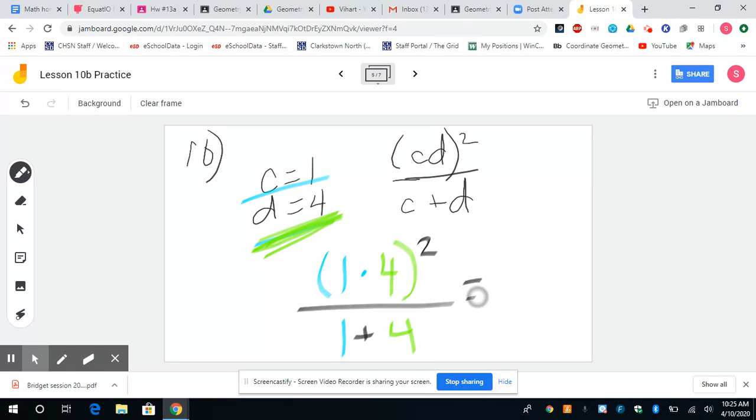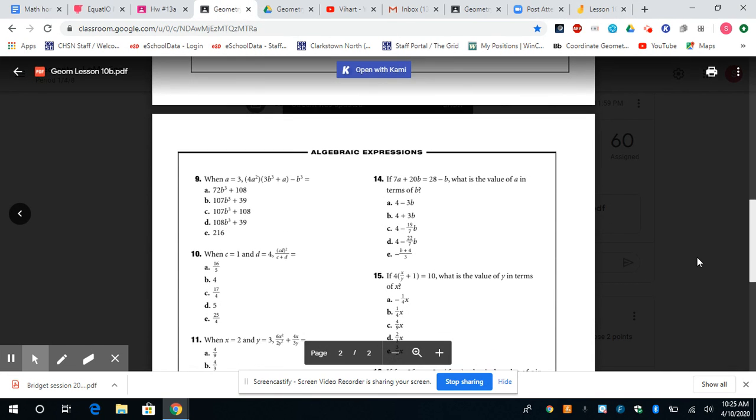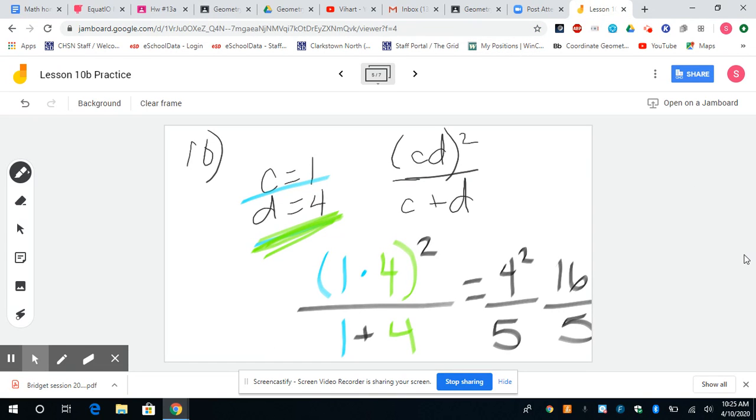Okay, so if I evaluate this, 1 times 4 is 4 squared, divided by 5. 4 squared is 16 divided by 5. That should be an answer. Yep, choice A. So some of these don't take too long.